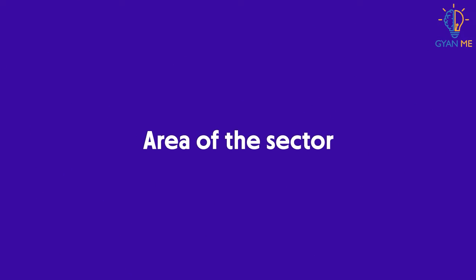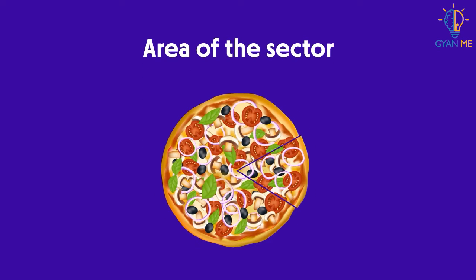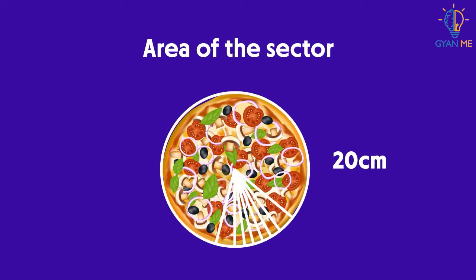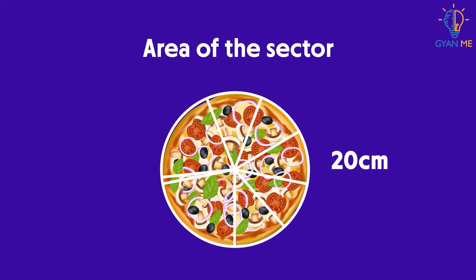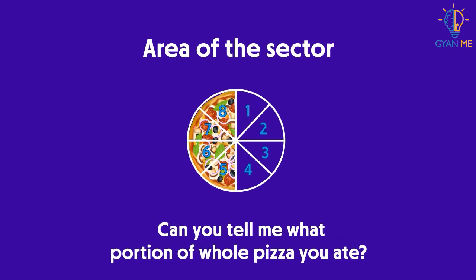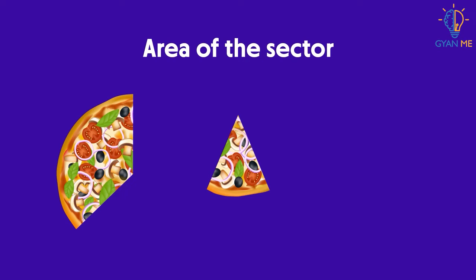One of the most common real-life examples of area of a sector is a slice of pizza. The shape of a slice of a circular pizza is like a sector. A pizza of medium size, say 20 cm radius, is sectioned into 8 equal slices. Each slice will be a sector. If you eat away 4 such slices, can you tell me what portion of the whole pizza you ate? For that, you will have to calculate the area of one slice and then multiply by 4. So let's learn how to calculate area of sector.